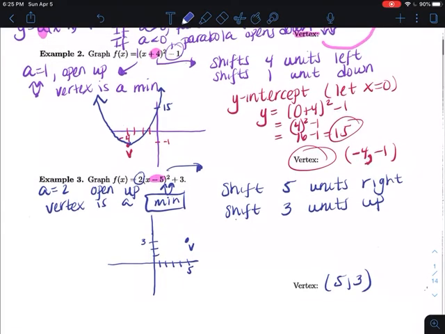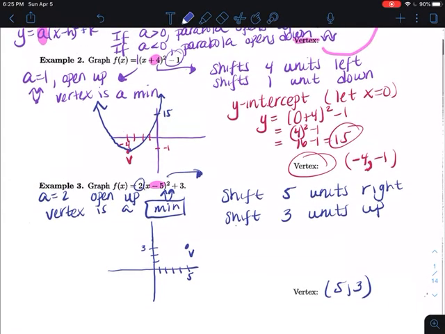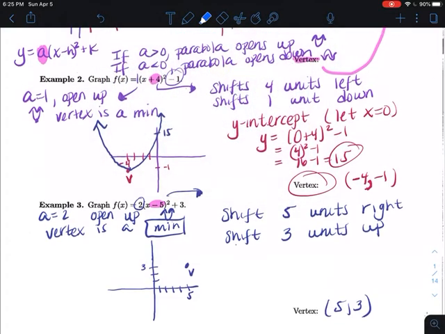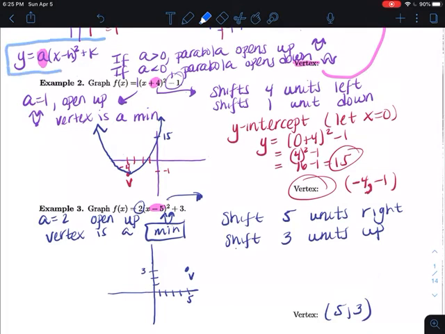Another way that you can get the vertex without using translations is to look at the original equation, y equals a times (x minus h) squared plus k. Let me put a box around it, going back up to the top and putting it in blue. Well, the vertex is going to be (h, k). I'll put it below it: h comma k.